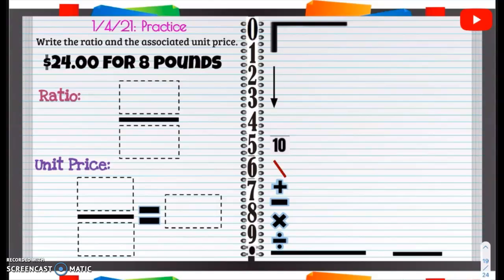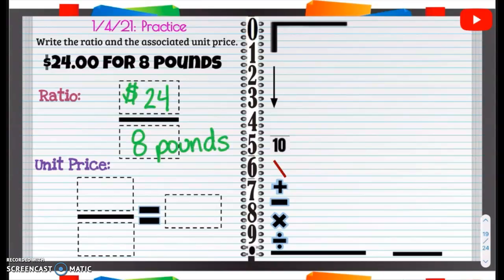January 4th, 2021 practice. Write a ratio and the associated unit price. So we have $24 for 8 pounds. Remember, money on top, money on top. So we have $24 for 8 pounds.